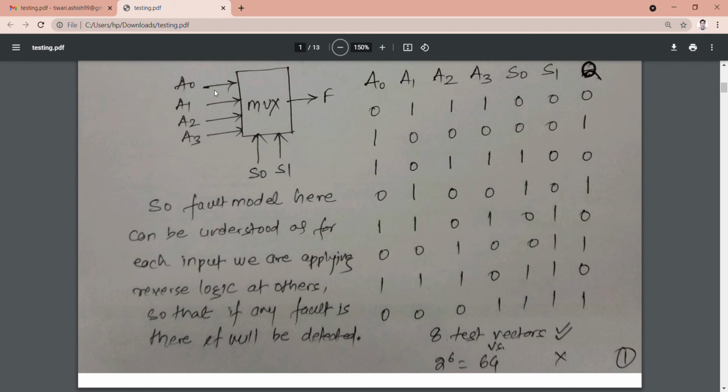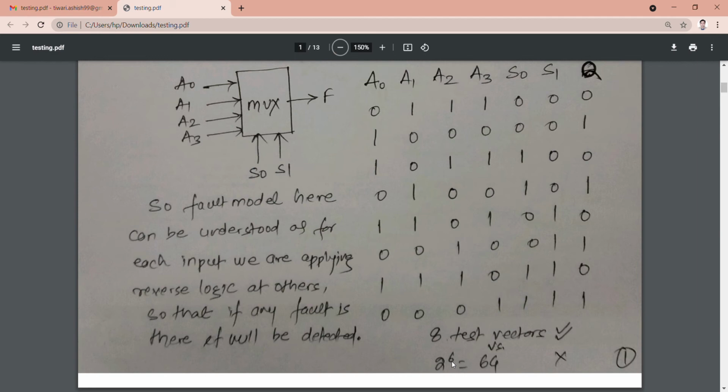Now, if you go by the binary logic, how many inputs are here? There are 4 inputs and 2 select lines, so 6 inputs. If you go by the binary logic, you will need 2 to the power 6, which equals 64 combinations, if you check the inputs individually with 0 1 0 1 as the testing sequence. So this particular model of multiplexer can be checked by applying just 8 test vectors, in comparison with the logic. If we go by the inputs, we have to apply 64 different test patterns.